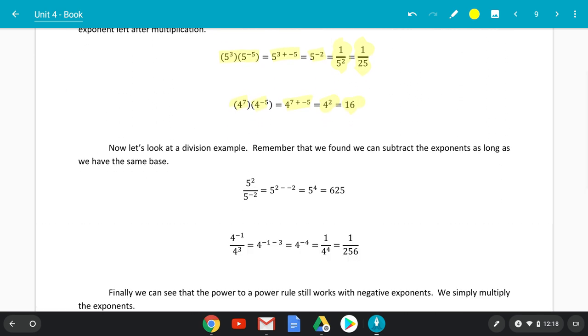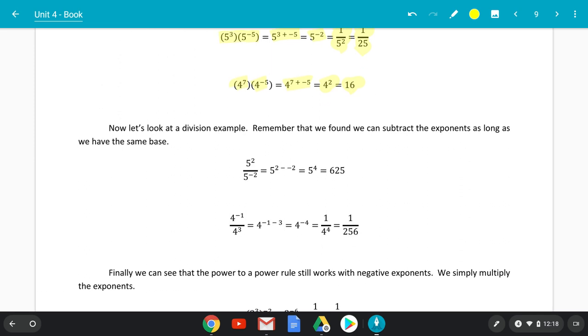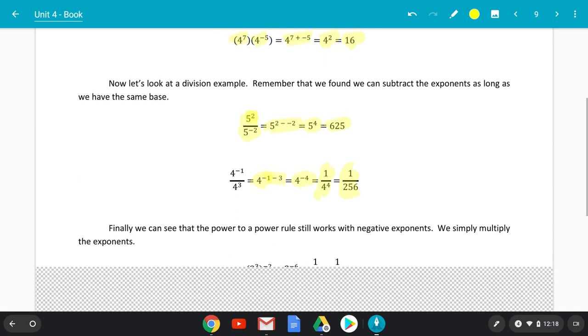Now let's look at division. When it's division, we subtract the exponents. So 5 squared divided by 5 to the negative 2 means 2 minus a negative 2. Minus a negative becomes plus, so that becomes 5 to the fourth, or 625. And this last one, 4 to the negative 1 divided by 4 cubed, so negative 1 minus 3 gives us 4 to the negative fourth. We don't like the negative exponent, so we write the reciprocal of that, which is 1 over 4 to the fourth, or 1 over 256.